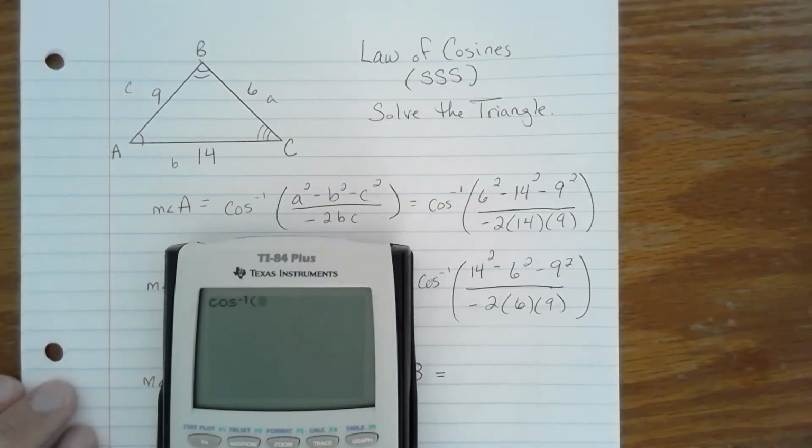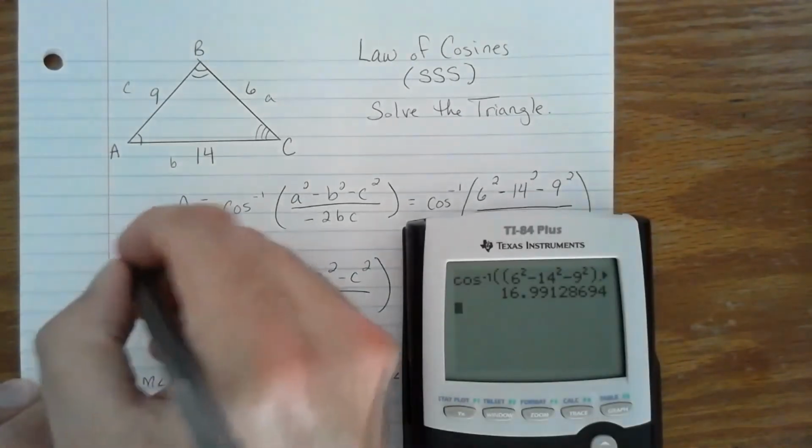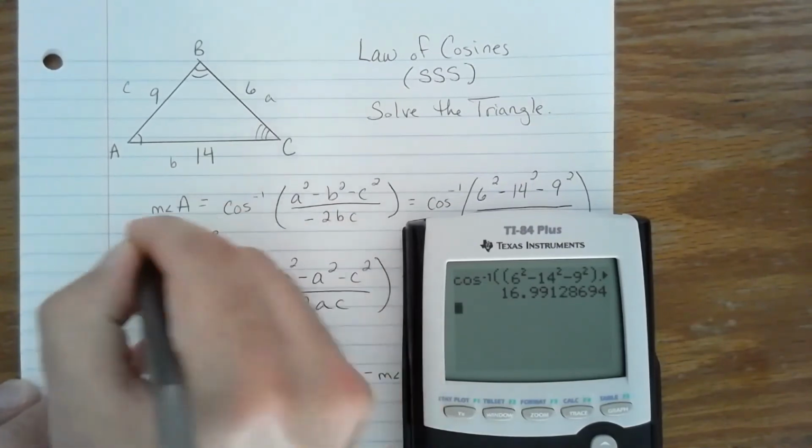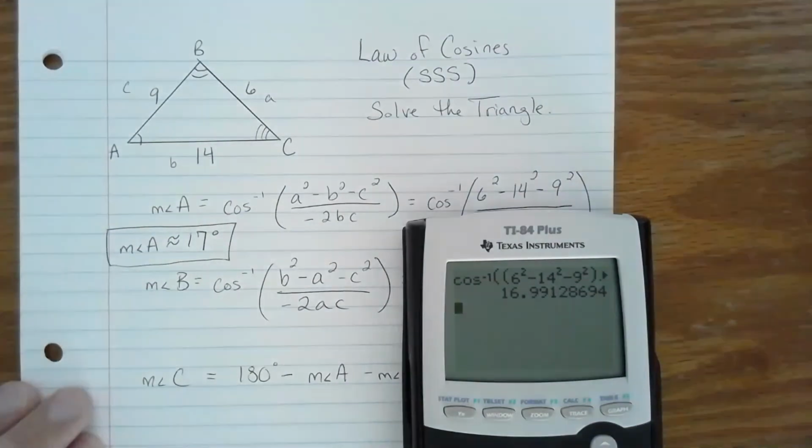Otherwise, inverse cosine, we're just going to plug in some values. We have 6 squared minus 14 squared, and let me put in an extra set of parentheses here since I'm not using fraction bars. 6 squared minus 14 squared minus 9 squared all over negative 2 times 14 times 9. That tells me I get about 16.99, and since we are measuring angles, I like whole numbers usually. It's not always perfect or required, but that's what I'm going with. We're going to say approximately 17 degrees. So we got approximately 17 degrees for one of our measurements.